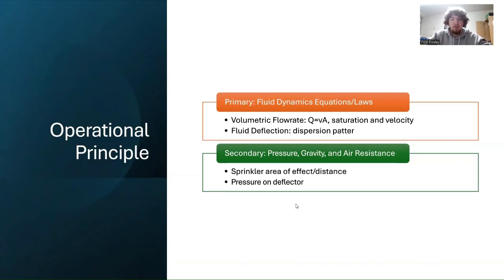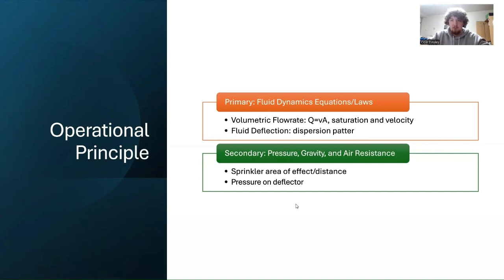Hi, I'm Cole Tinsley, and I'll be going over the operational principle, or the mechanism by which our system, a sprinkler system, operates. The primary operational principles that we'll be going over are fluid dynamics, in specific, volumetric flow rate and fluid deflection. The volumetric flow rate is what determines how much water is coming out of the spout at any given time. This will affect our saturation and velocity of the water as it's deflected by the sprinkler head and the deflector at the end of the sprinkler head. This is the basis of what decides the pattern that the water will be dispersed in.